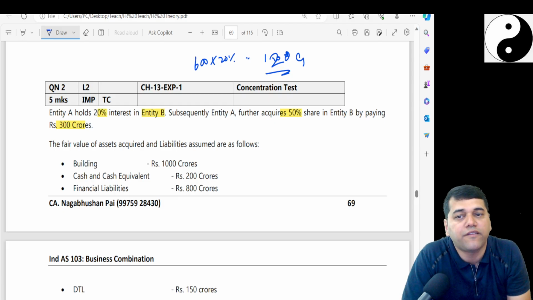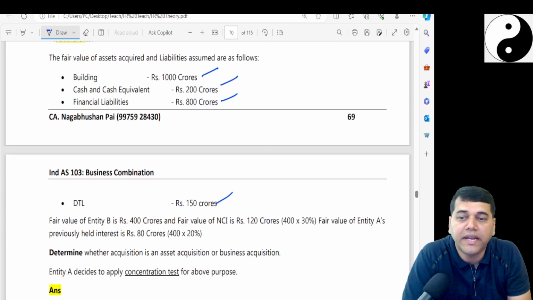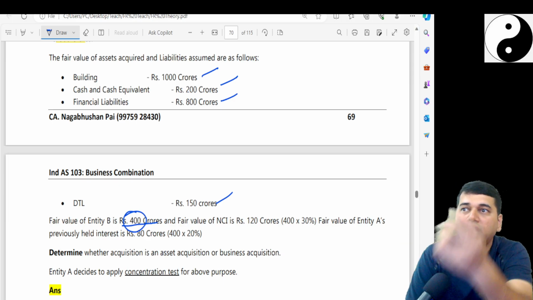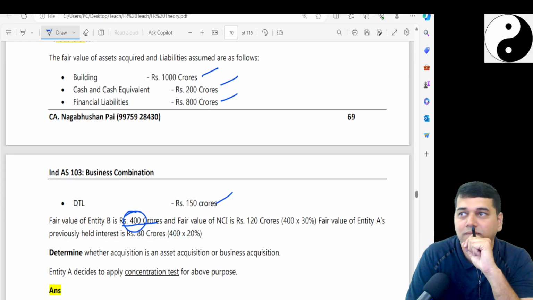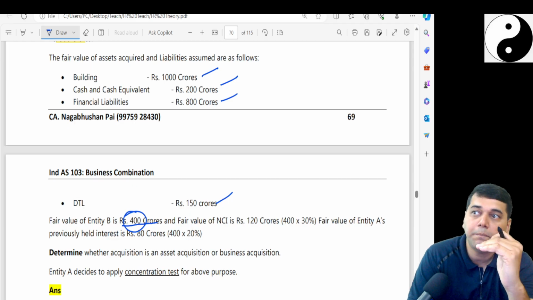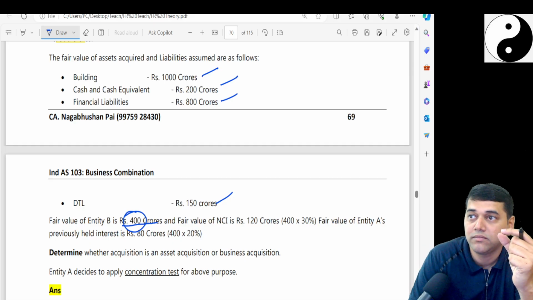What you acquired, the fair value of the assets and liabilities, are building, cash, financial liability, deferred tax liability also acquired. Fair value of entity B is 400 crore, and the fair value of the net assets is 400 crore, not 600 crore. But you paid more to get the goodwill. That's the goodwill, because you got a controlling stake, no? For a controlling stake, generally somebody will pay more than the business value, and that is called a control premium. We call it goodwill.